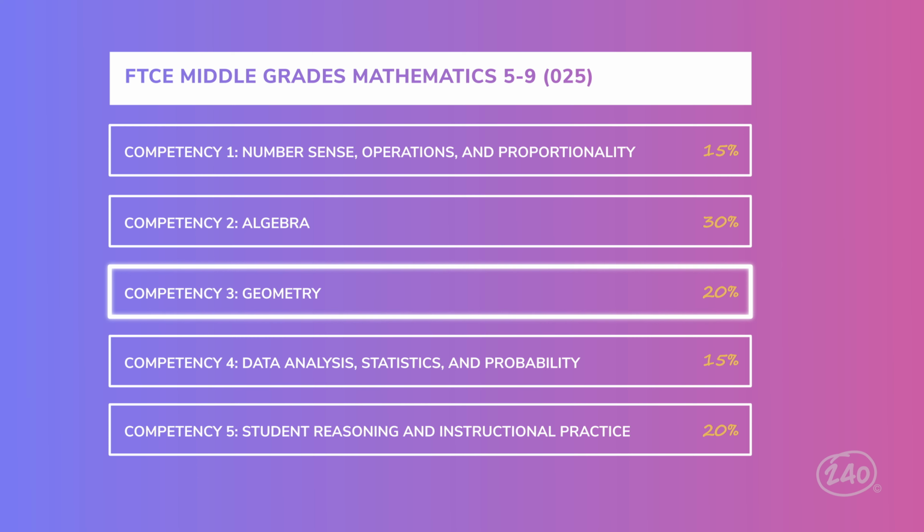Let's go into Competency III, geometry. Here, you'll need to know properties of polygons and circles, attributes of 3-dimensional solids, and how to use everything you know about shapes to solve for area, circumference, volume, and more.